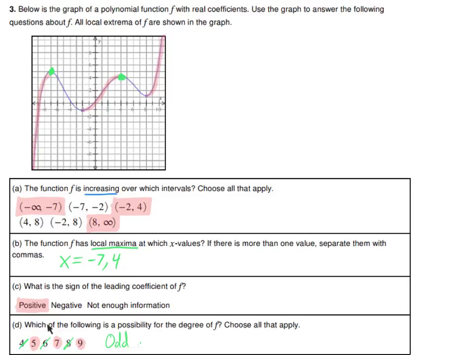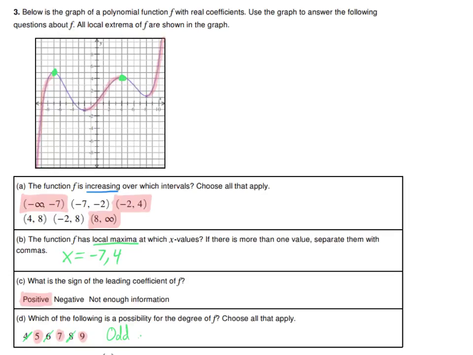And the last one, which of the following is a possibility for the degree of f? Choose all that apply. Now, since they go opposite directions, we know it has to be odd. So I could throw out 4, 6, and 8. Now the next question is, why did I choose 5, 7, and 9, all of them?